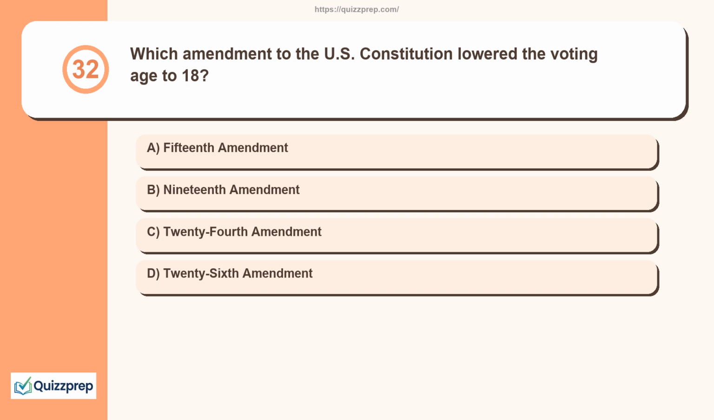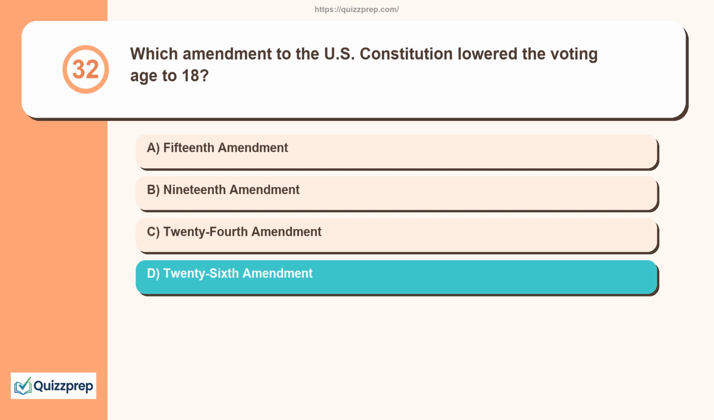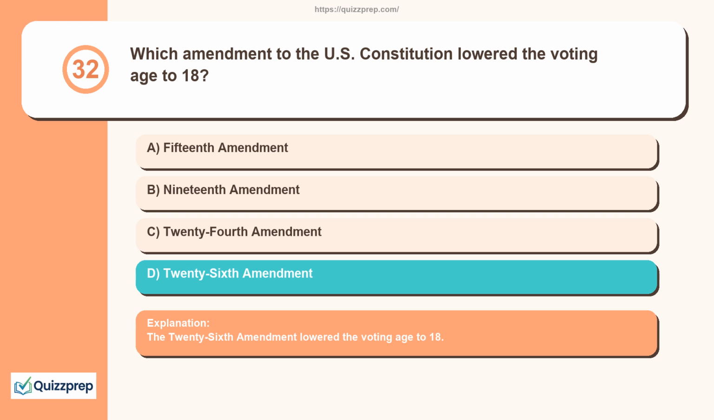Question 32. Which amendment to the U.S. Constitution lowered the voting age to 18? 15th Amendment, 19th Amendment, 24th Amendment, 26th Amendment. The 26th Amendment lowered the voting age to 18.